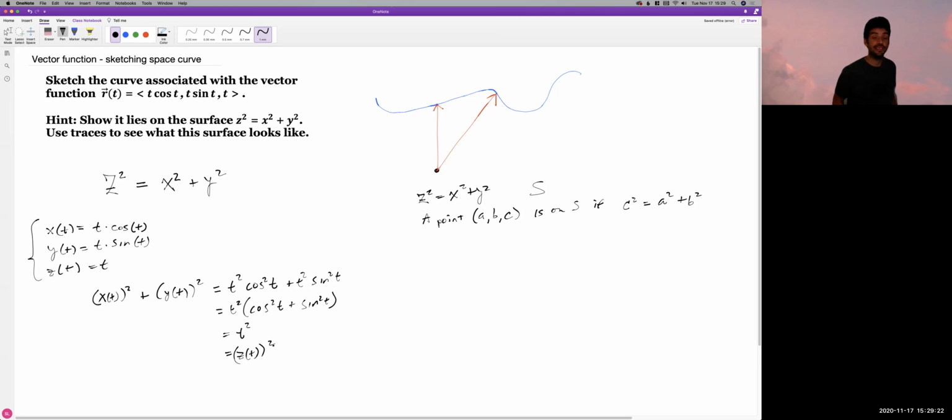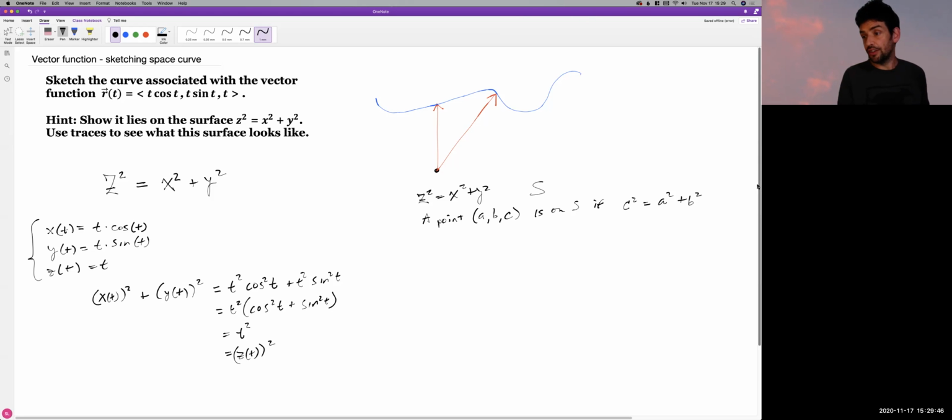of the z component. In other words, regardless of what value of t we put into this function, it spits out a vector pointing at a point that satisfies the equation of this surface, which means that every point on the curve associated to that vector function must lie on that surface because all those points satisfy that equation.